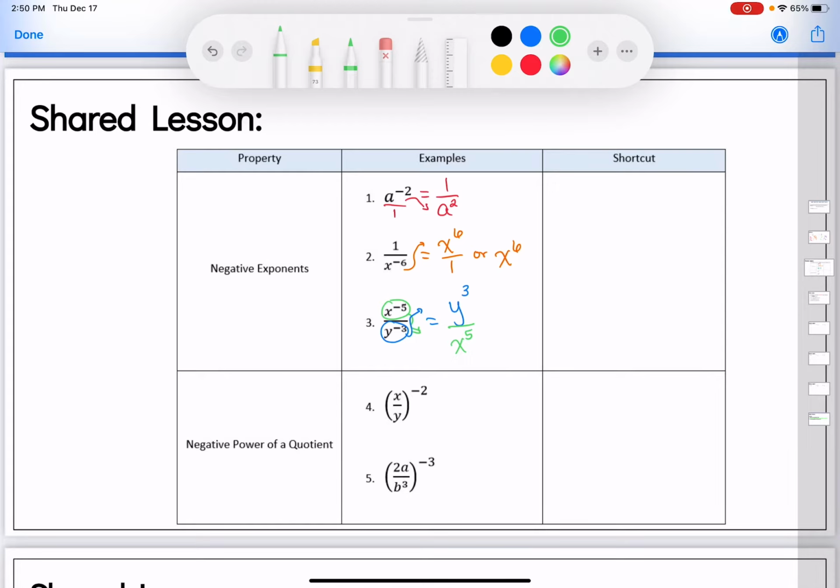So our shortcut here, whenever I see a negative exponent, tells me to move the base, right? That means bottom to top, top to bottom, depending on where it started. Move the base, and then after you've moved the base, the exponent becomes positive.